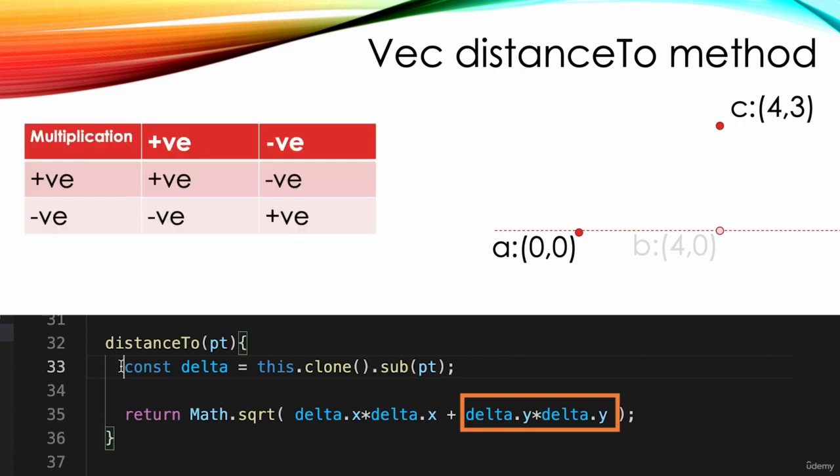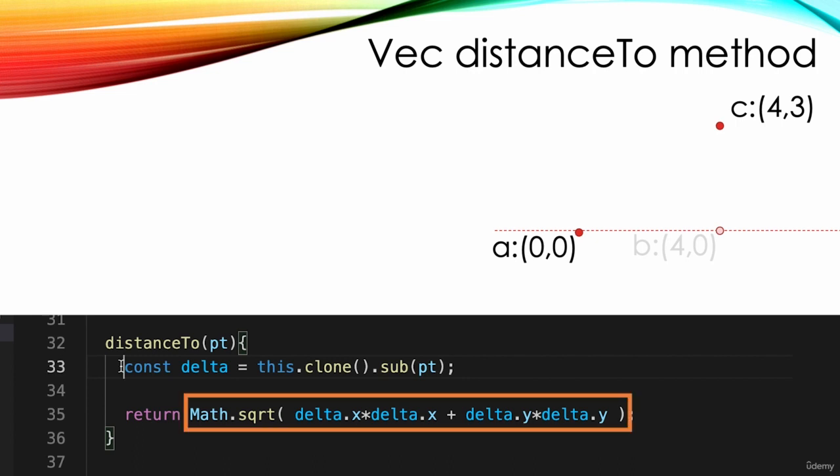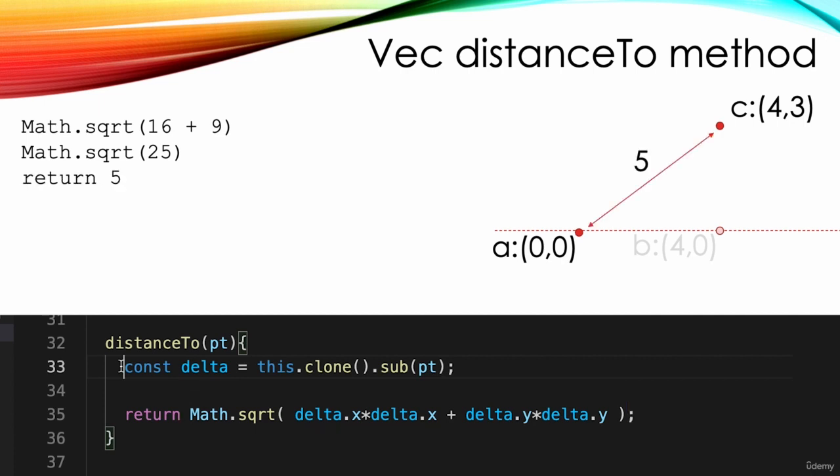I hope you remember that positive times positive is positive, positive times negative is negative, but negative times negative is positive. The value we pass to the math method sqrt, short for square root, is 25, and the square root of 25 is 5. You'll be amazed how often you'll use Pythagoras' theorem to find the distance between two objects in a game. The theorem works just as well in 3 dimensions as in 2.